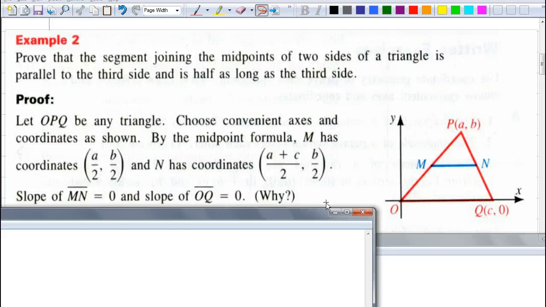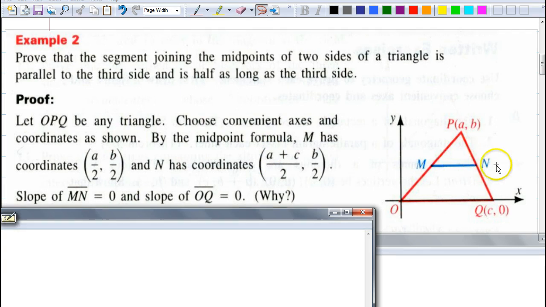Okay, all right, and of course that's not all. We're not done, are we? We need to also show that MN is half of OQ. So what's the distance of OQ? That's easier. It's C, right? 0 to C. The y is the same, so the length of OQ is C. What about the length of MN? How did you know it's C over 2? Yeah, it's just the difference of the x's. Which one do we do? Do we do A over 2 minus A plus C over 2, or the other way around? Other way around because why?